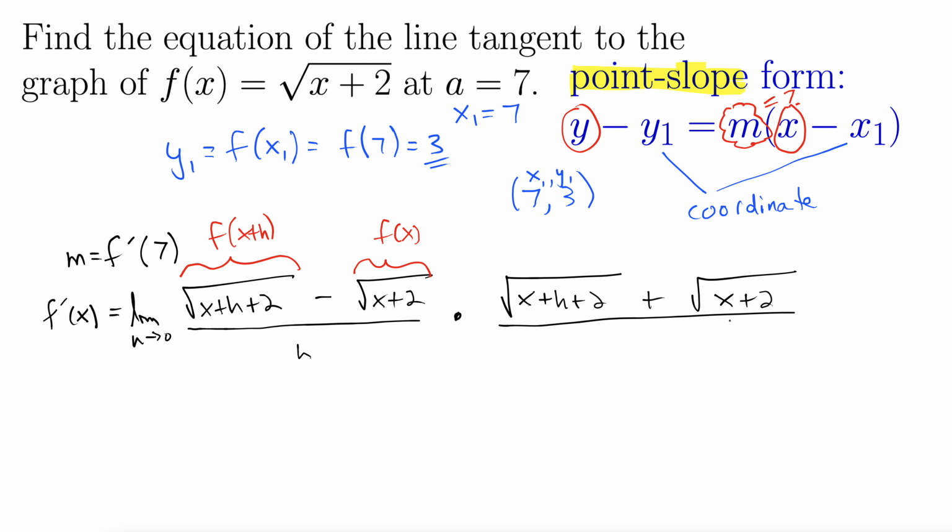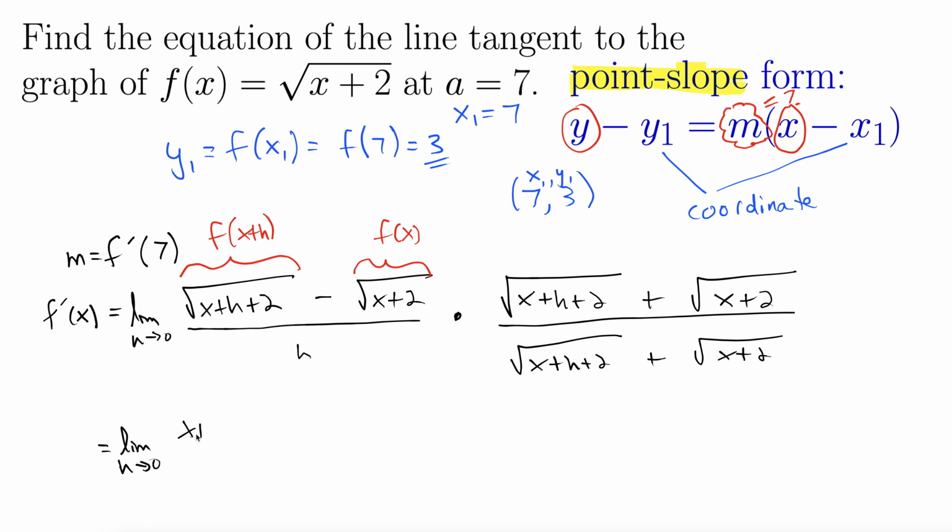Over. Now we want to multiply by 1, so we have to do the exact same thing in the denominator. Square root of x plus h plus 2 plus the square root of x plus 2. Alright, so really we're just multiplying by 1 there. That is the conjugate trick. Super useful. So when we FOIL that numerator together, look what we get. So we get the limit as h goes to 0.